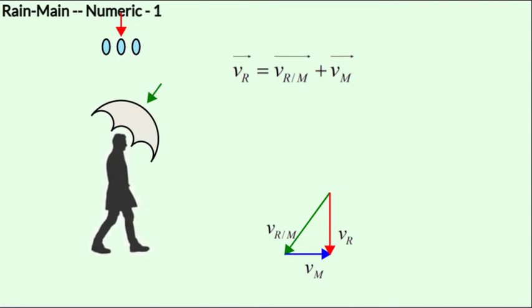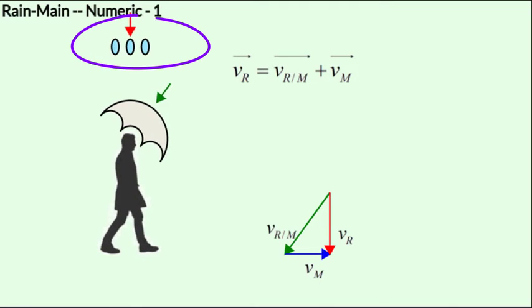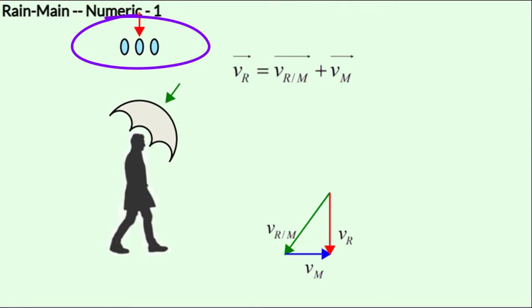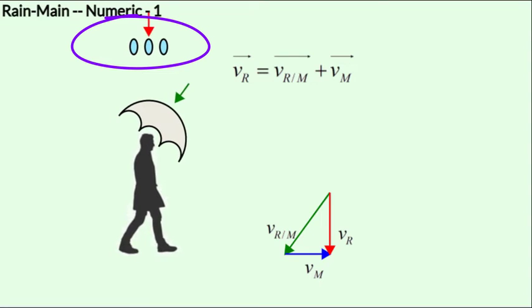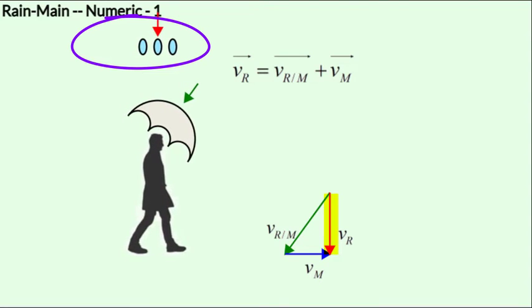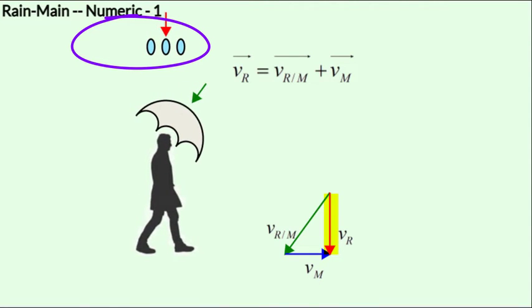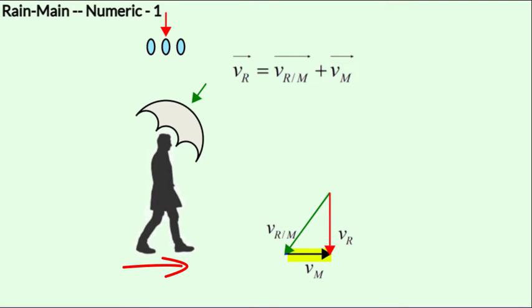The rain falls at a speed of 4 meters per second vertically downwards. So the red vector VR has a magnitude of 4 and the direction is vertically downwards. The man walks with a speed of 3 meters per second to the right. So the blue vector VM has a magnitude of 3 and the direction is towards the right.